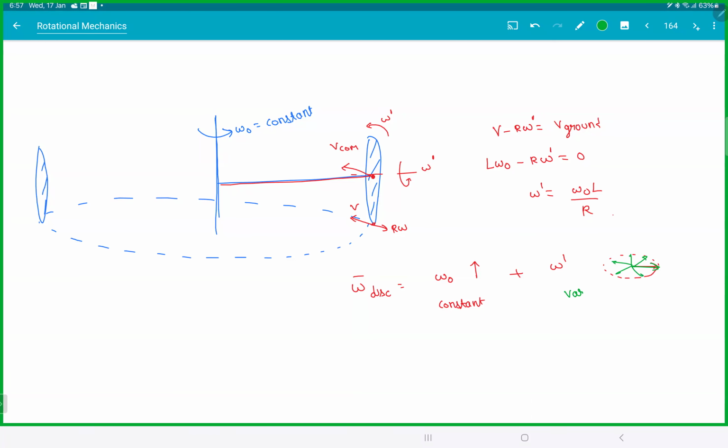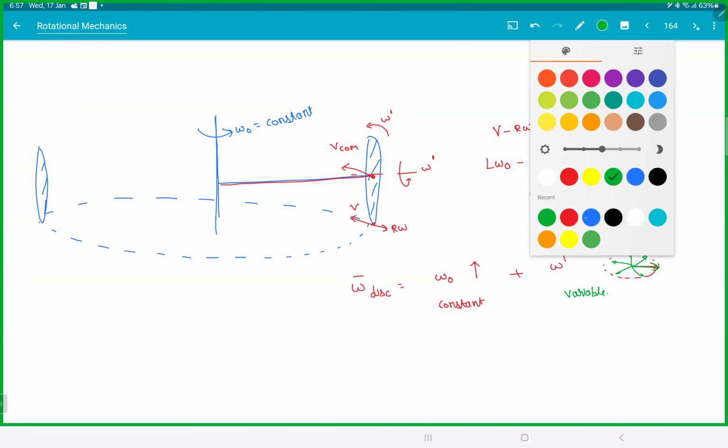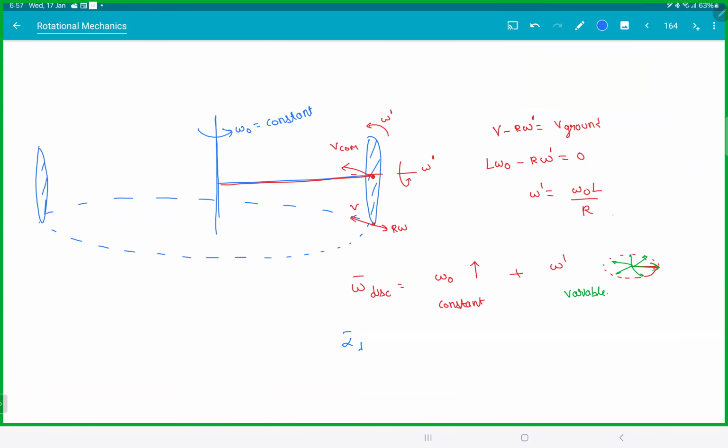This is a variable component. So what is alpha? Alpha of the disk is the rate of change of omega. So here omega is changing, no? The magnitude is not changing, but the direction is changing. That means there is an angular acceleration for the disk.